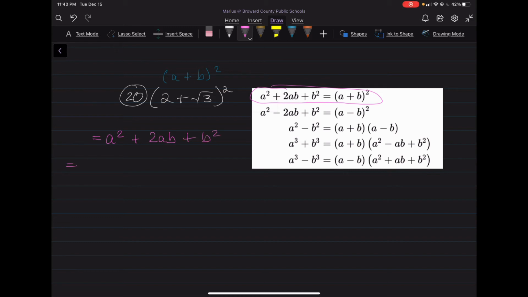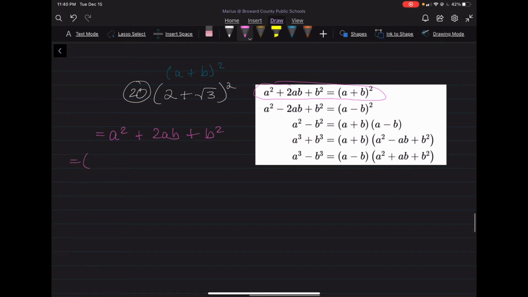And that's going to lead us with a is 2, so that's going to be 2 squared plus 2 times 2 times the square root of 3 plus the square root of 3 squared. Now we just evaluate all of that. 2 squared is 4 plus 2 times 2 is 4 times the square root of 3 plus the square root of 3 squared. Once again, the square root of 3 squared is just 3.